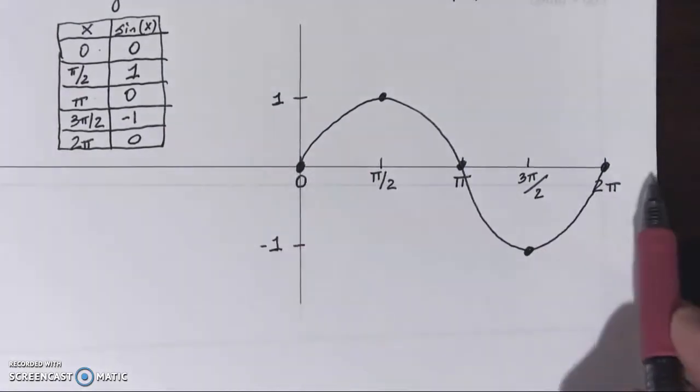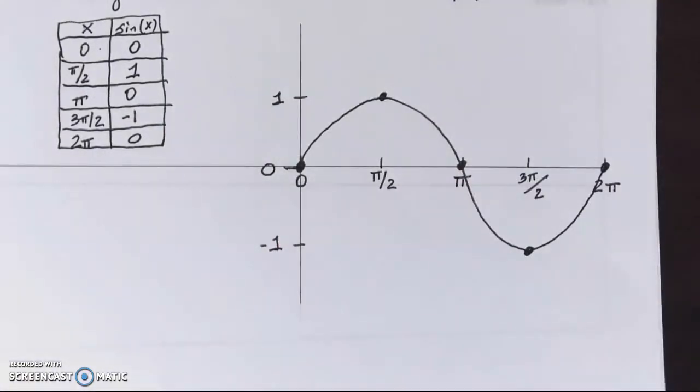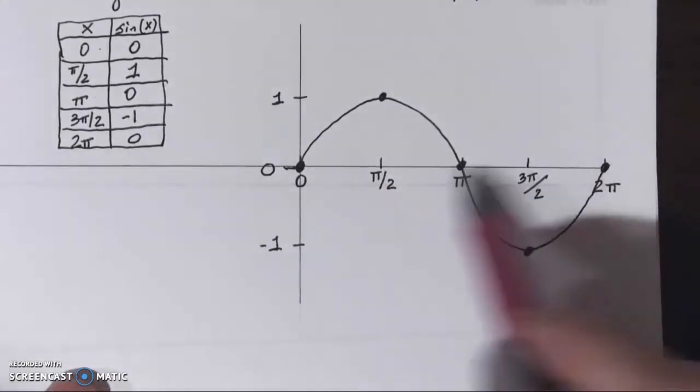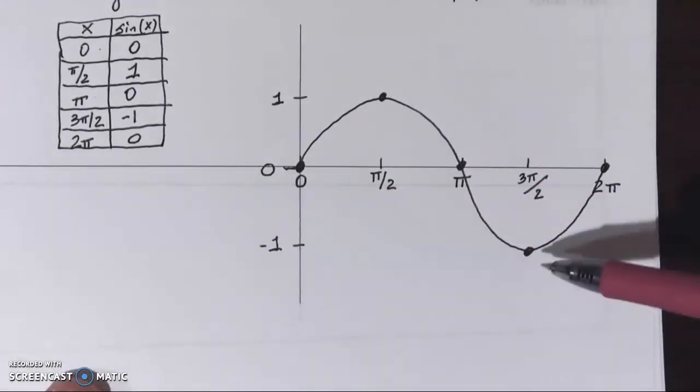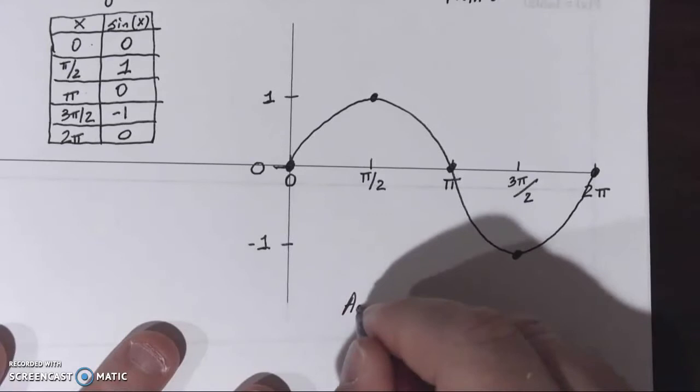Notice we have 5 x values. We have 3 y values. We have a middle of the wave. We have a top of the wave. We have a bottom of the wave. Okay? So let's talk about the specific properties of this graph.